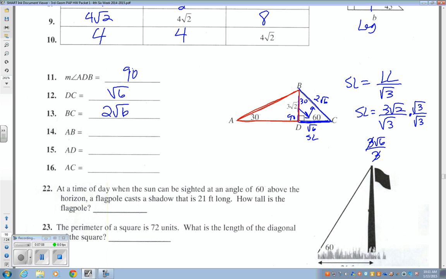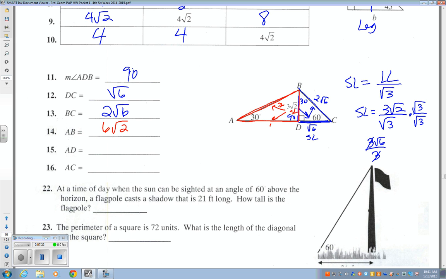Since they have the 30 here, DB is now going to be the short leg. So that's your home base. To get to the hypotenuse, what do we do? Yeah, we times it by 2, so this would be 6 root 2. Times by 2. All right. Now they want us to also find AD.